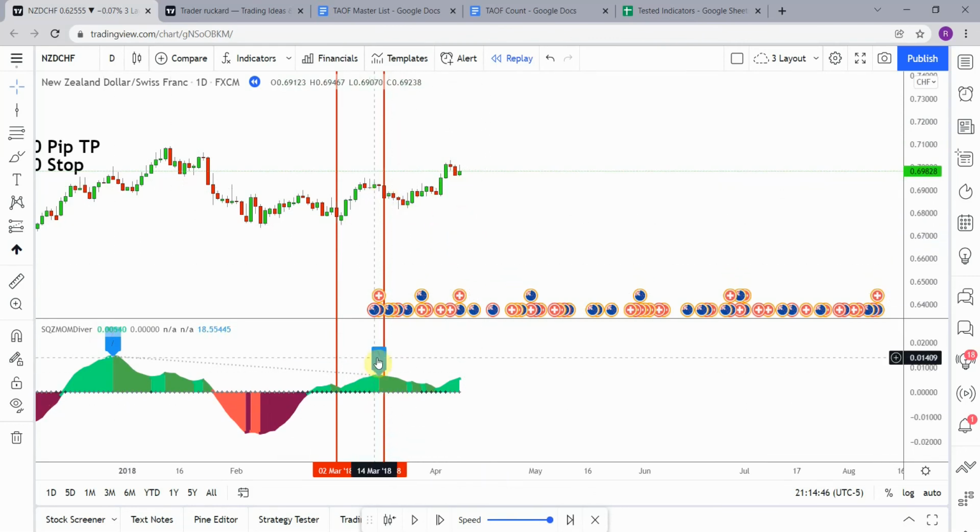Now, if you notice, this did switch, this did repaint right here, and we will talk about repainting a little bit later after we do the testing. But for now, let's go ahead and get on with the testing.